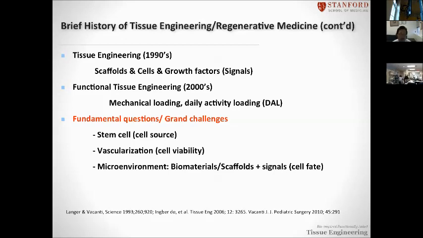The third component is the microenvironment. You have cells, enough cells, and the cells can survive. But what should the cells do? What's the function of the cell, like cell fate? To become a stem cell, become a neuron, or become a muscle cell, become a bone cell.